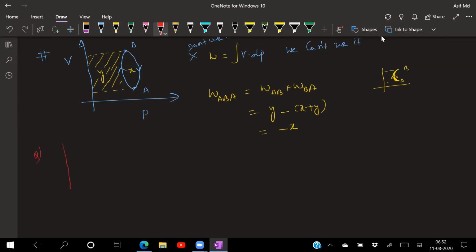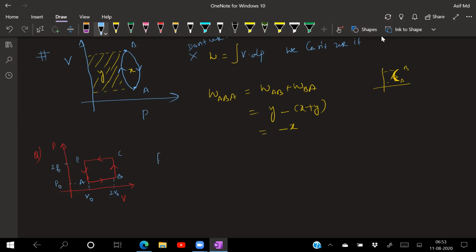So let us try to do some numericals now. I'm giving a problem like this. This is pressure, this is volume, and this is the area. I'm going like this. Arrow marks are very important. This one is A, this one is B, this one is C, and this one is D. At A, the volume is V naught. At B, the volume is 2V naught. At A the pressure is P naught, and at D and C the pressure is 2P naught.